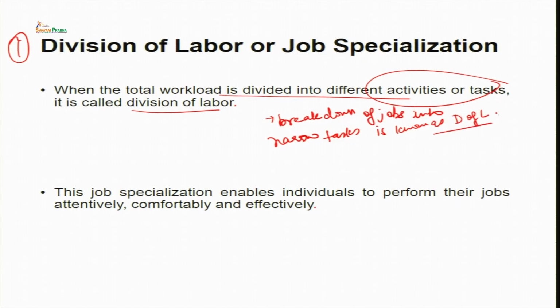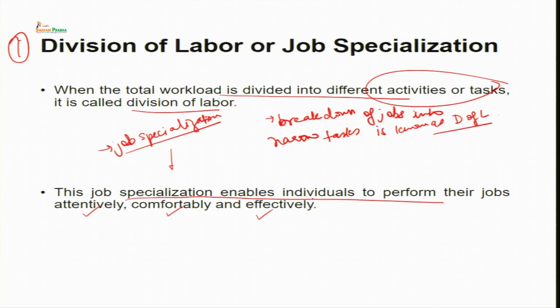And through this division of labor, individual employees can gain job specialization, because once you are assigned to a job which you are repeatedly doing, you will eventually become a master of it by performing part of the activity rather than the whole activity. And job specialization enables individuals to perform their jobs attentively, comfortably and effectively.